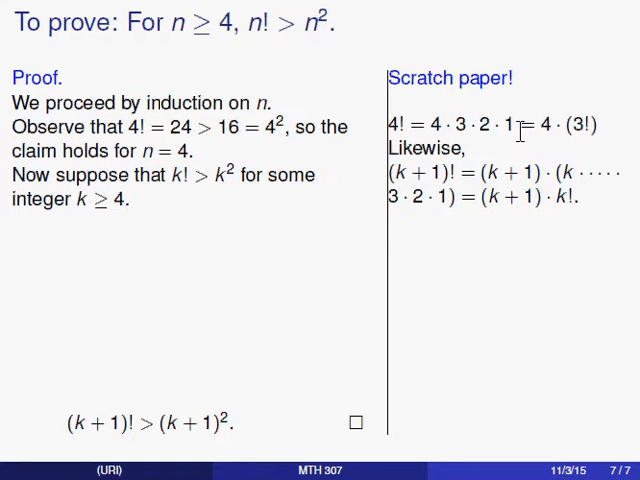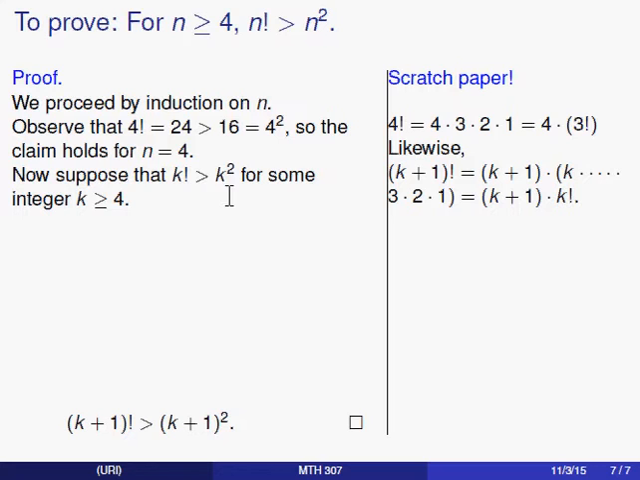So likewise, if we're comparing k plus 1 factorial to k factorial, you'll see that k plus 1 factorial is defined as k plus 1 times all the numbers from k down to 1. But all the numbers from k down to 1, that's exactly what k factorial is. So k plus 1 factorial is k plus 1 times k factorial.